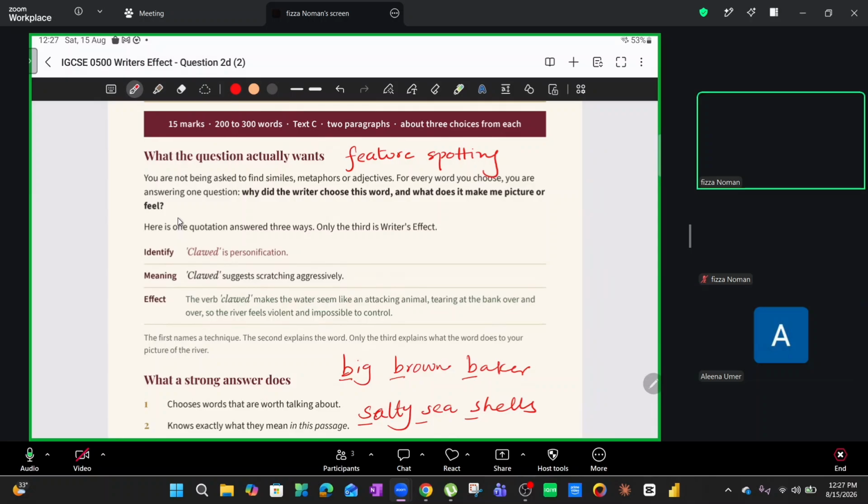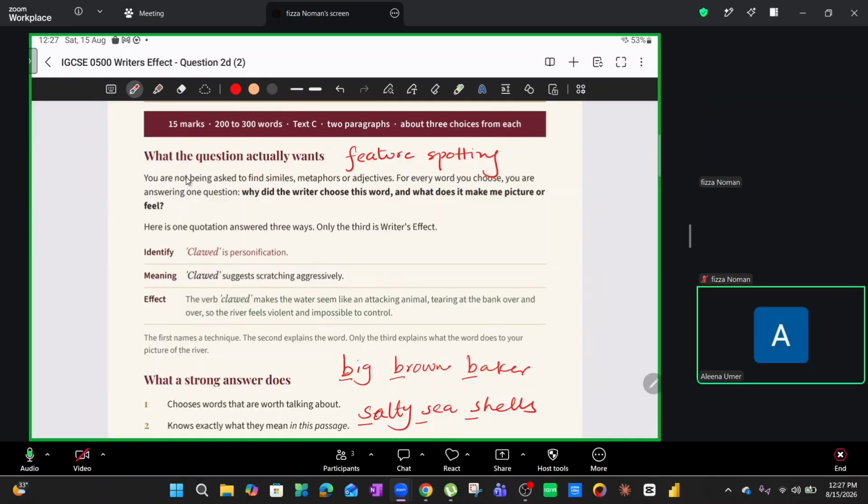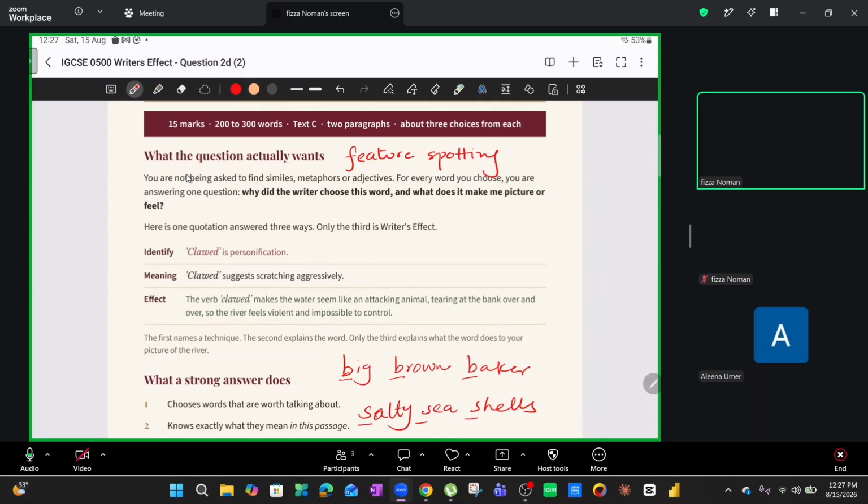Now, I'm not sure exactly if you've actually worked on any writer's effect questions at all at this point, but to just define this for you as best as possible, beta, in writer's effect, feature spotting will not get you marks. ठीक है? They want to see whether you can actually explain it to the best of your ability or not. Okay?